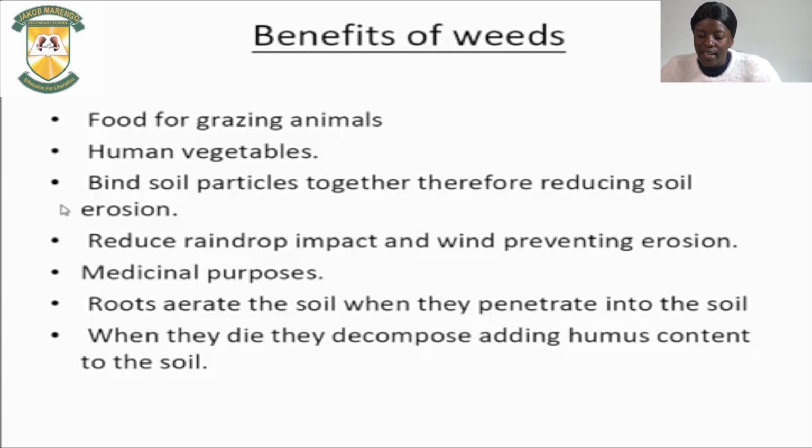When weeds die, they decompose, adding humus content to the soil. The roots of the weeds can also help in aeration when the roots penetrate into the soil.